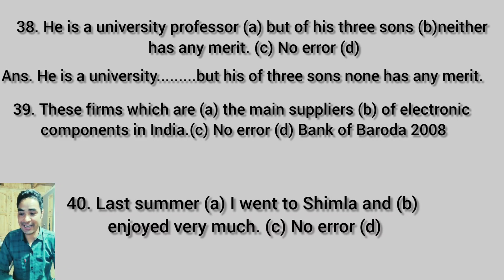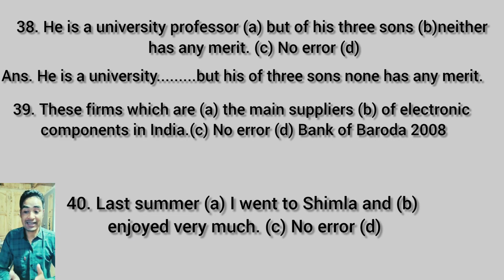Question number 39. These firms, which are the main suppliers of electronic companies in India. Bank of Baroda 2008. This question was asked in the year 2008. What is the error in this sentence? This is one of the best questions asked by the examiners. First, let's do the parsing of this question.